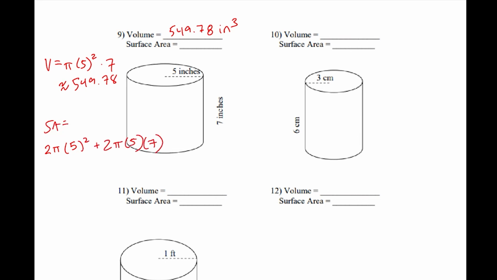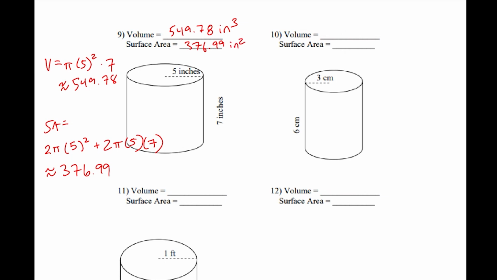I guess I could have left that there and just switched it up, but I want to stay consistent with the formula. So 2 times pi times 5 squared plus 2 times pi times 5 times 7 is roughly, so let me change this to an approximate, 376.99. And the units here would be square inches.